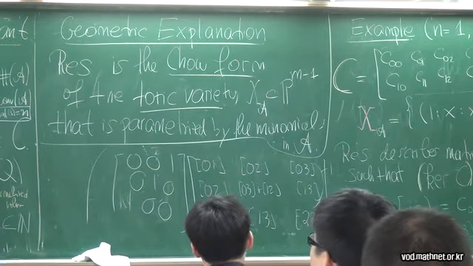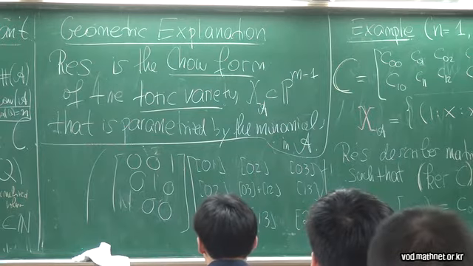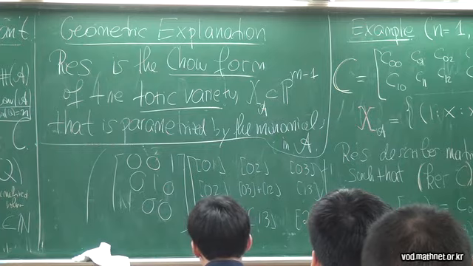Okay, so I have two more comments. Any questions? Is this clear? So what's the Chow form and why is it the resultant? This works in general.